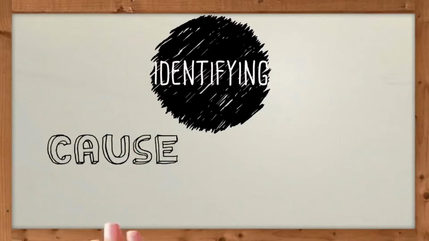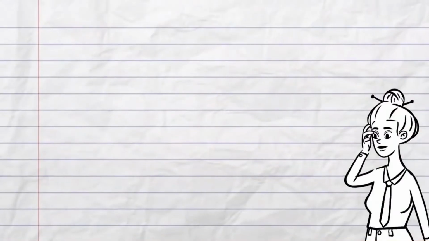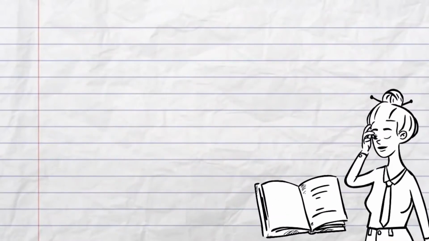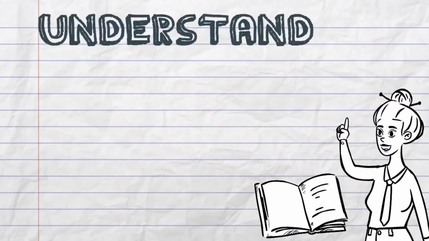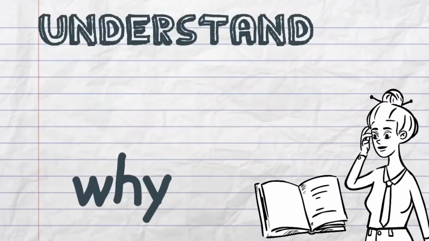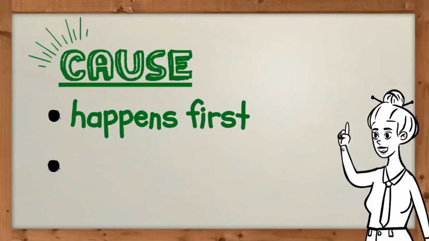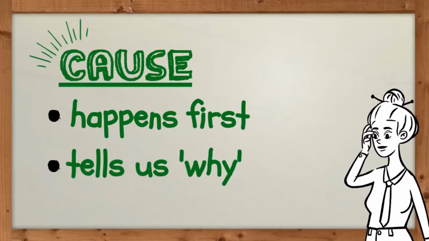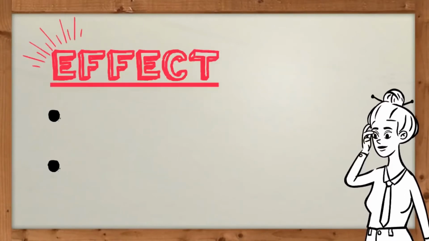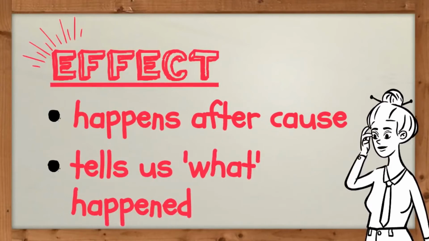Identifying cause and effect. Identifying cause and effect in texts is important as it helps us to understand the events that are happening. It helps us to understand what's happening and why it's happening. A cause happens first. It's why something happens. To find the cause, ask, why did this happen? An effect happens after the cause. It tells us what happened.